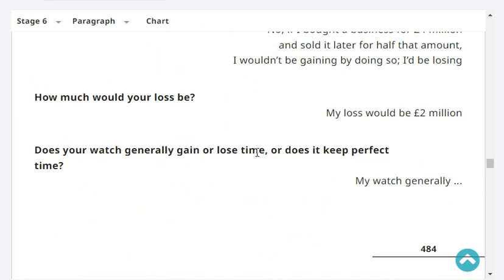How much would your loss be? My loss would be 2 million pounds. Does your watch generally gain or lose time, or does it keep perfect time? My watch generally keeps perfect time.